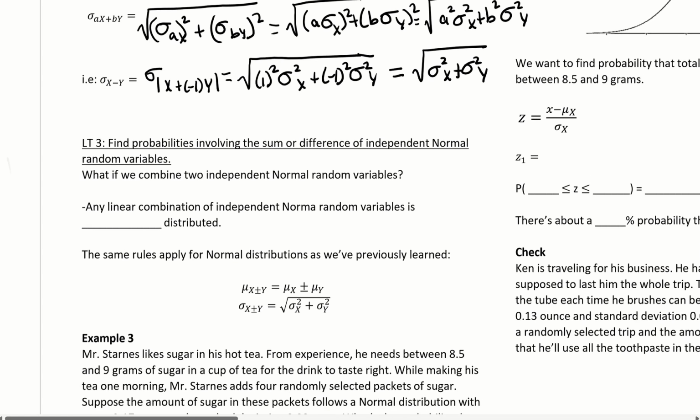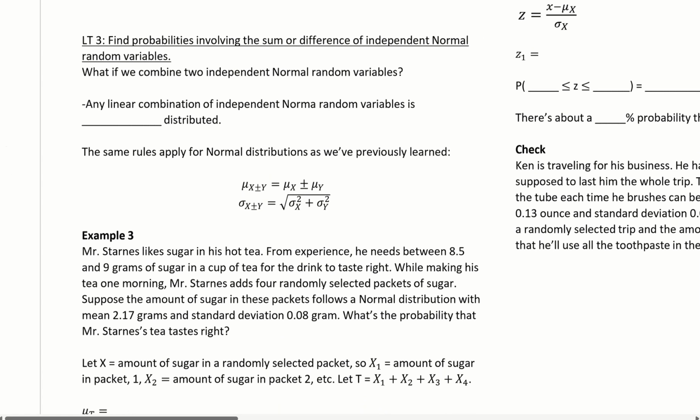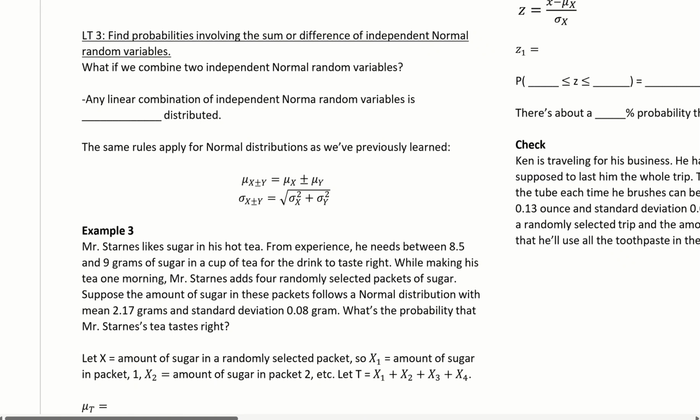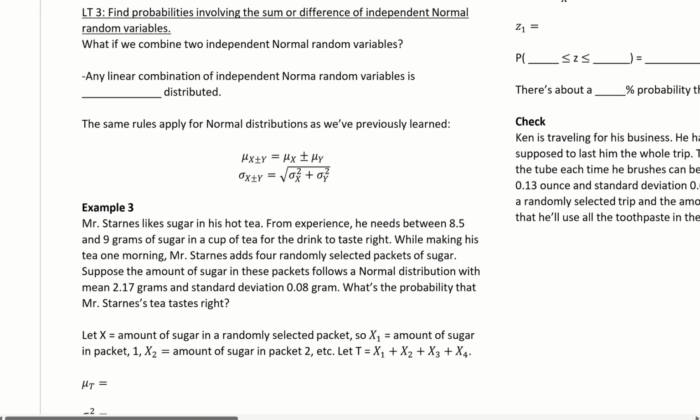All right, so learning target 3: find probabilities involving the sum or difference of independent random variables. So now, what if we combine two independent normal random variables? We talked about just generic x and y, combining them, adding, subtracting them, whatever. But it turns out it works the same for random variables. Any linear combination of independent normal random variables is normally distributed.